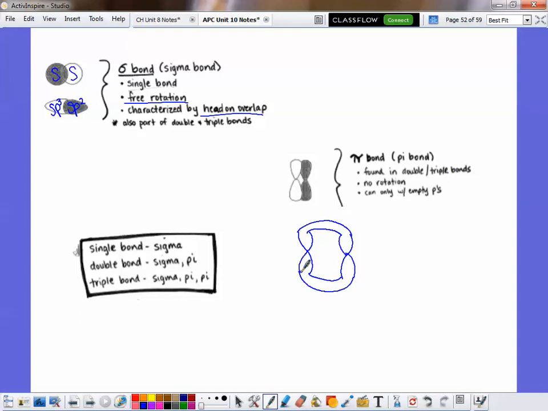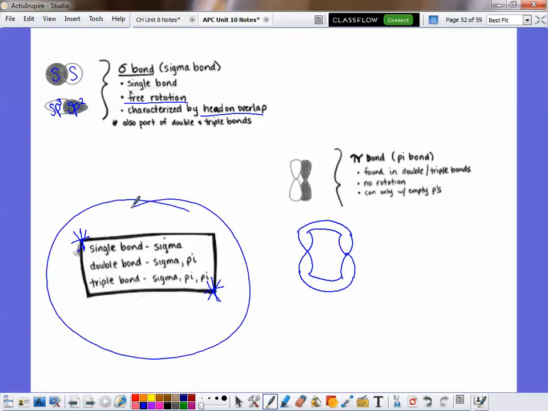You've seen pi before because you've all taken a math class. But this portion here is the important thing. Learn this. A single bond consists of one sigma bond. A double bond consists of a sigma and a pi. A triple bond consists of a sigma and 2 pi's.